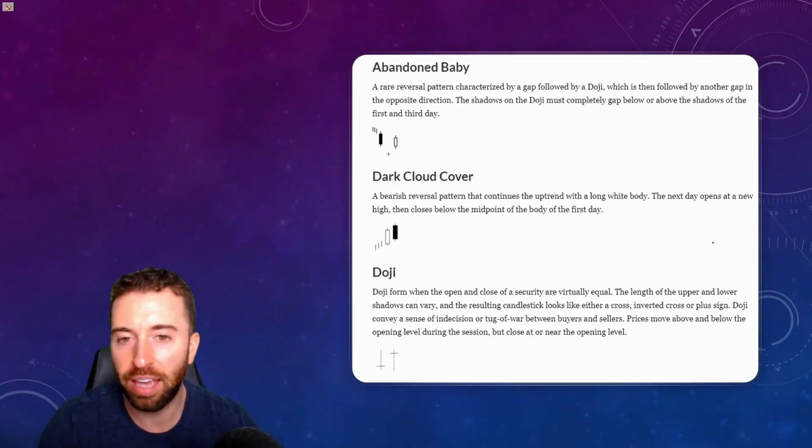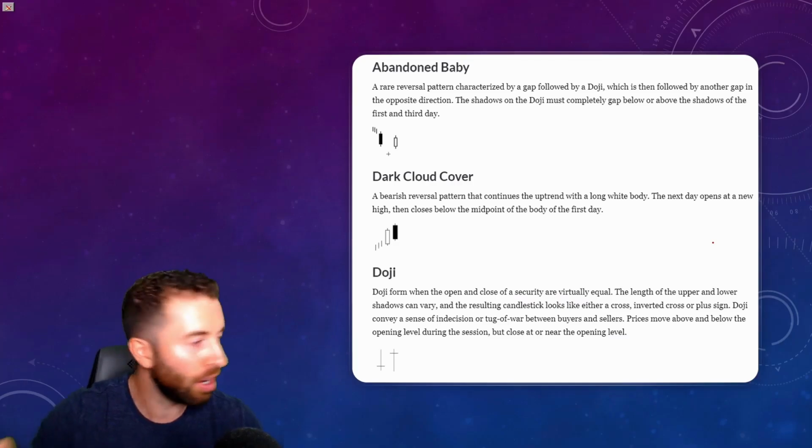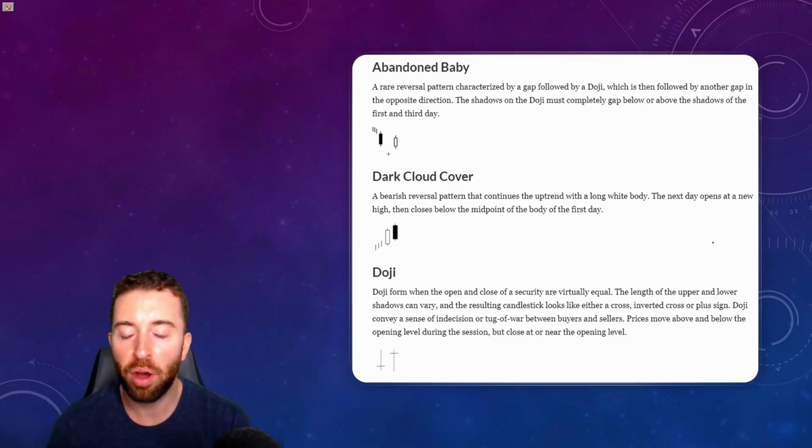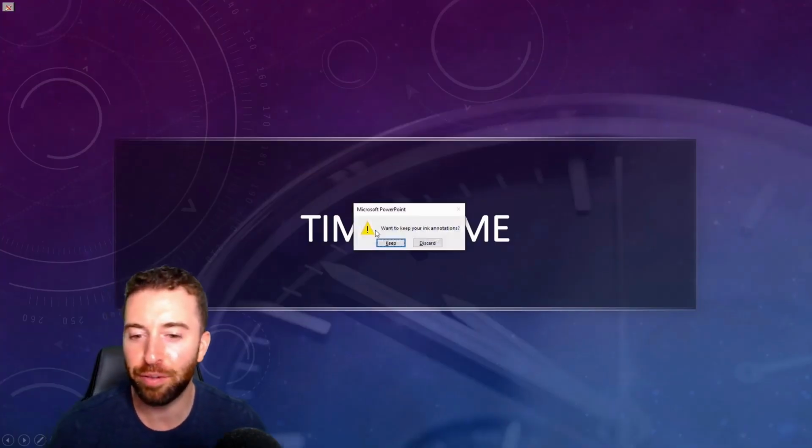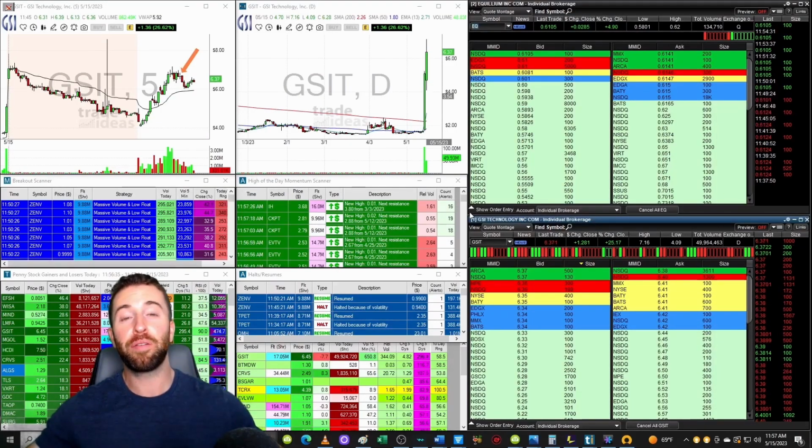Here are some more candles: Abandoned Baby, Dark Cloud Cover, Doji Star. You guys can pause this right here if you need to. Other than that, I think we just gave a lot of information right here. That's going to be wrapping up right here.